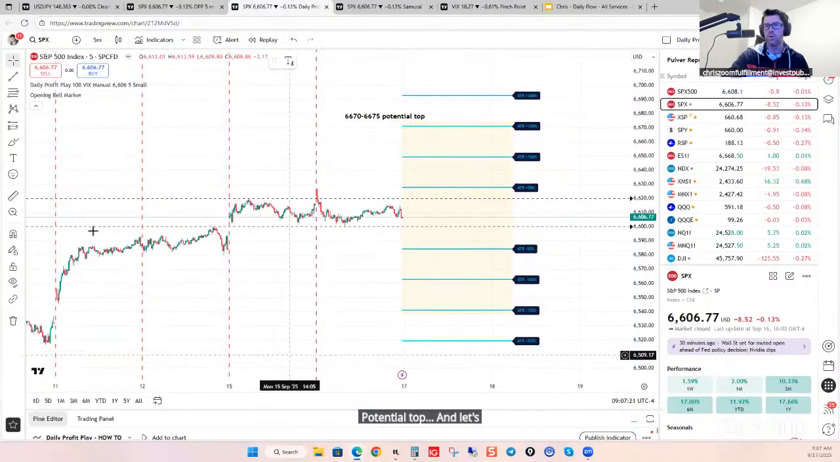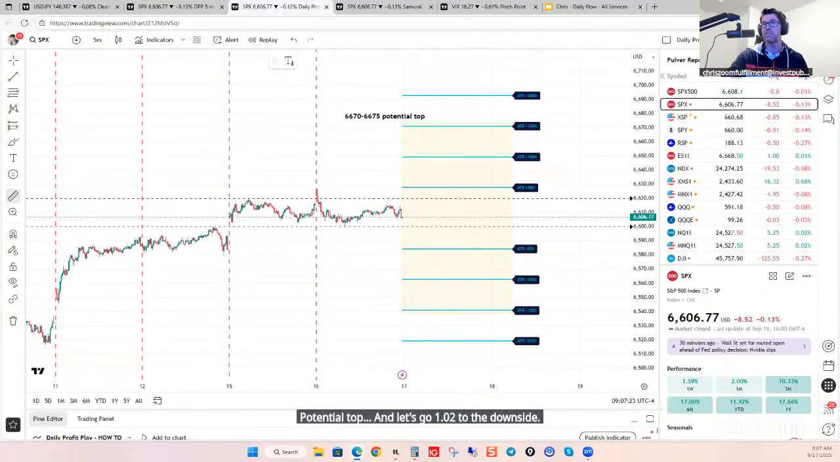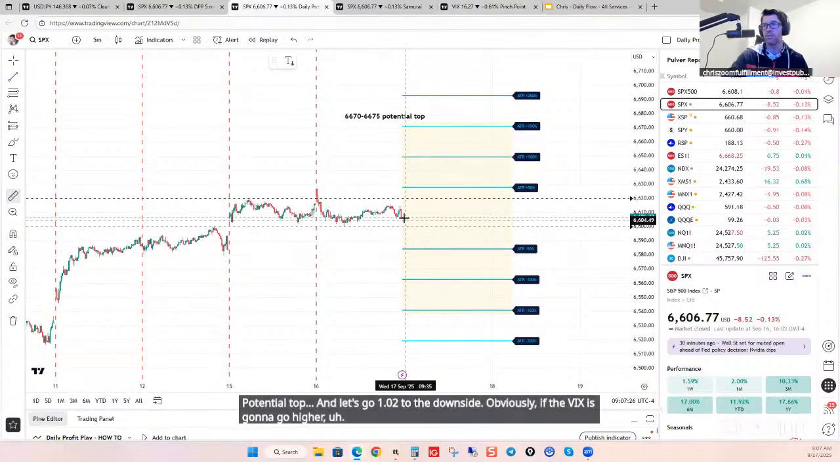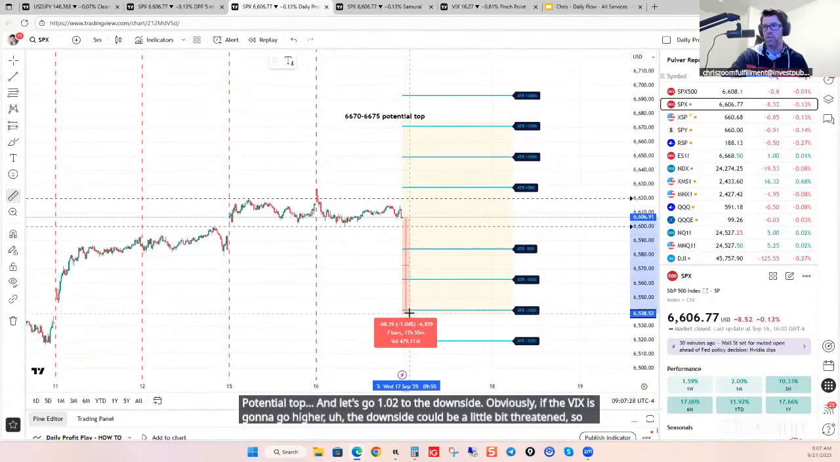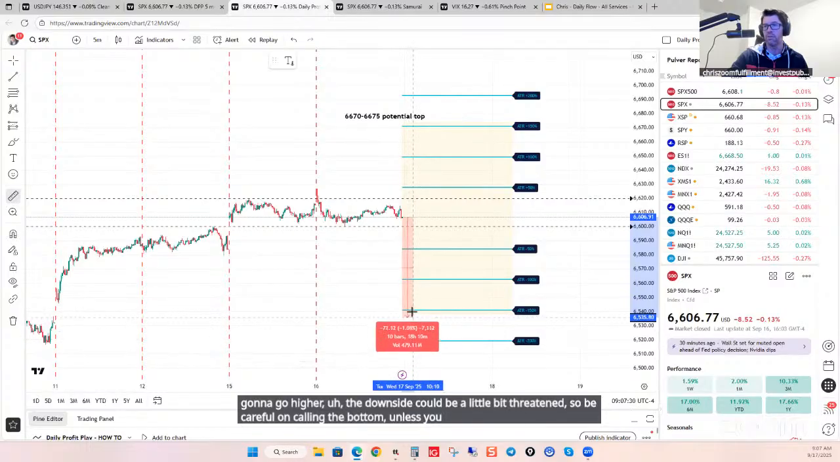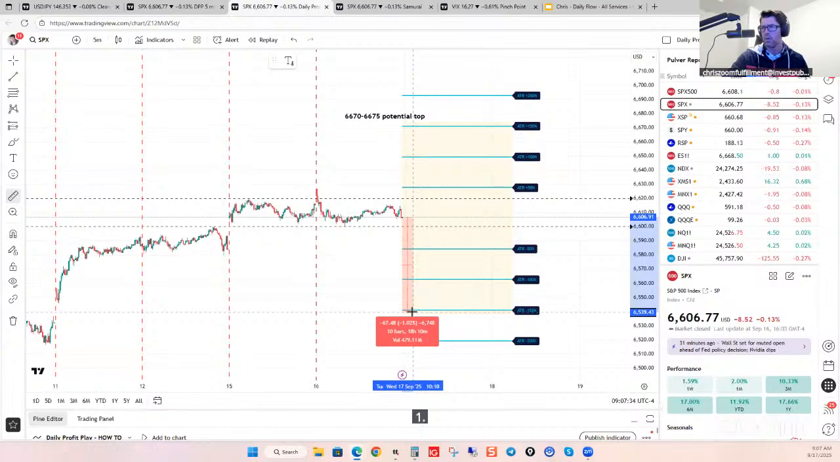And let's go 1.02 to the downside. Obviously, if the VIX is going to go higher, the downside could be a little bit threatened. So be careful on calling the bottom unless you're going further out of the money than what the VIX box has given us. 1.02. Looking at 6540.